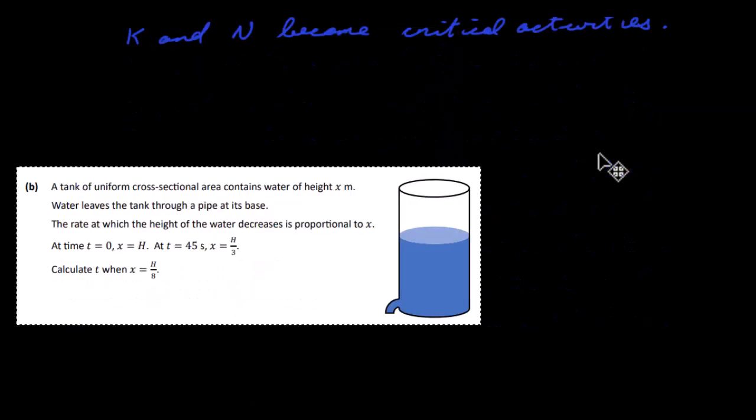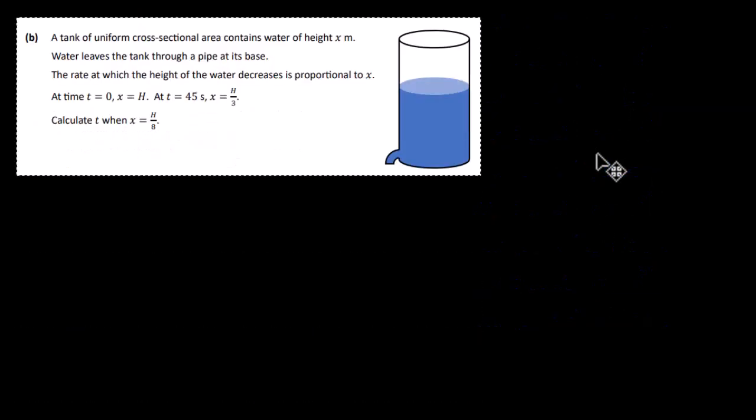Okay, so last question in the exam is part B. A tank of uniform cross-sectional area contains water of height x meters. So this is x, let's say from here to here. Water leaves the tank through a pipe at its base. The rate at which the height of the water decreases is proportional to x.